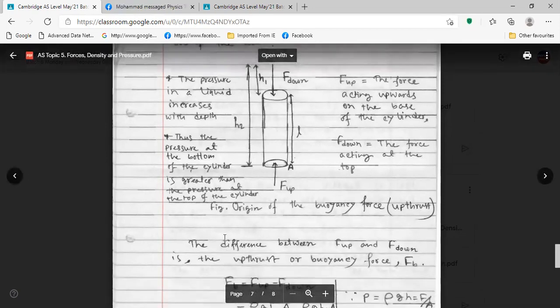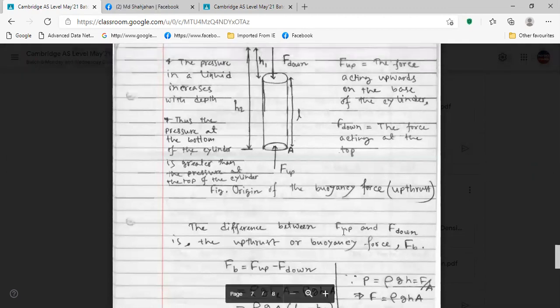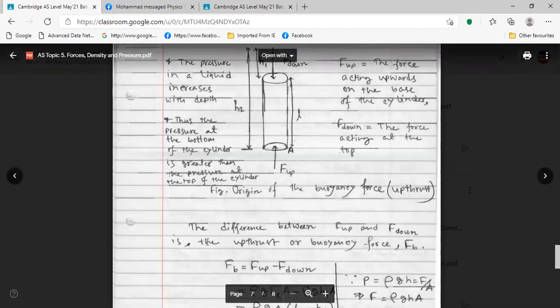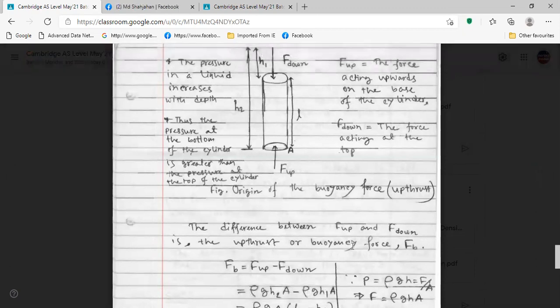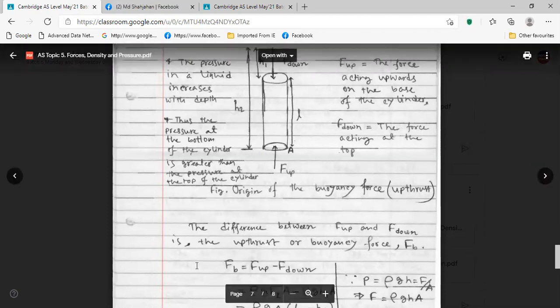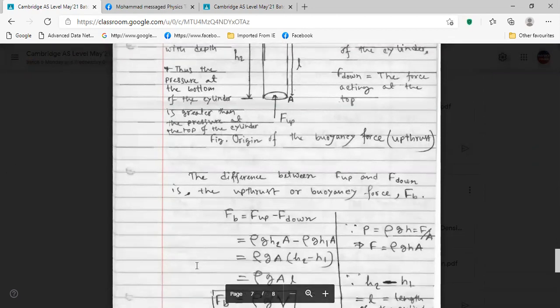Now the difference between F up and F down is the upthrust or buoyancy force. Upthrust is also known as buoyancy force, and it is labeled as upthrust. Basically, what is it? It is the force going upwards from the water. Yes, that one, upthrust.